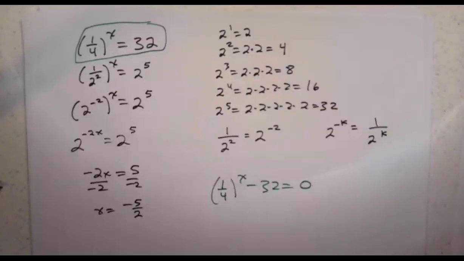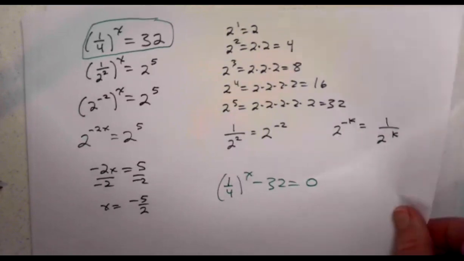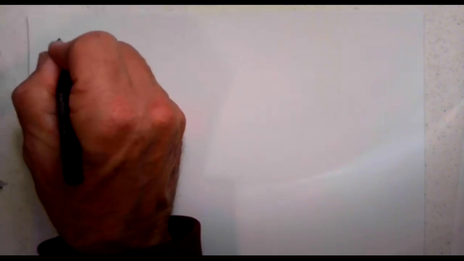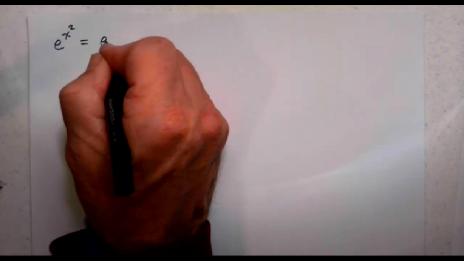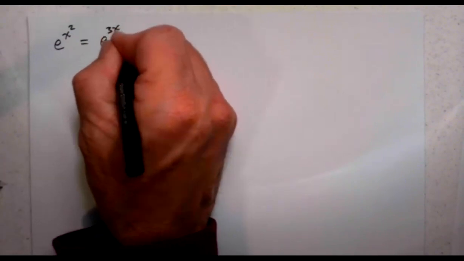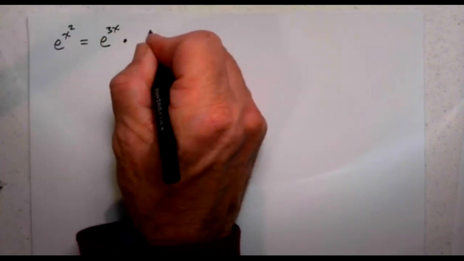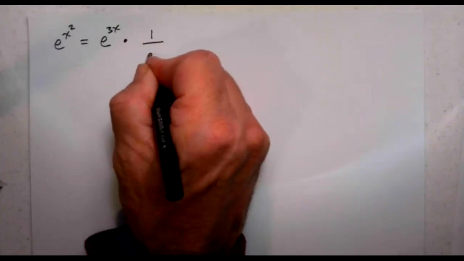And I have one more question for me to do here, which works with this thing e. So here is my next question that I want to work on: e to the x squared equals e to the 3x times 1 over e squared. Now, what is e?